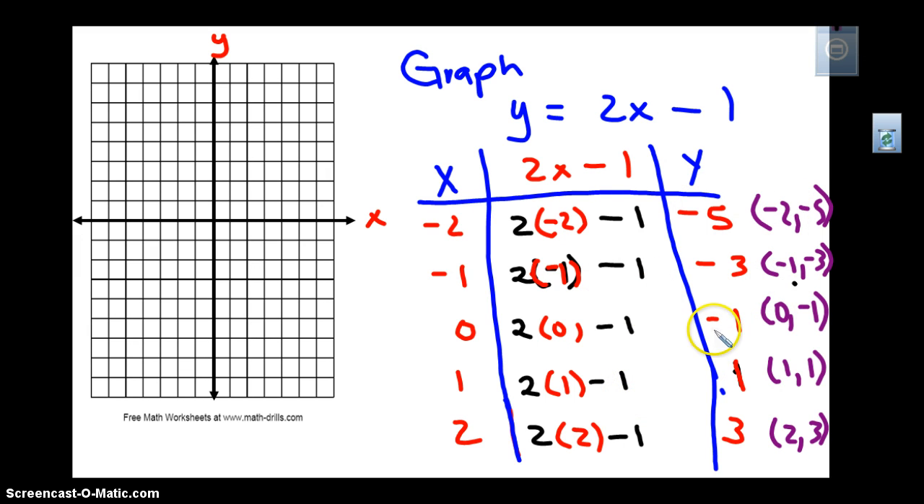What do we do next? We're going to graph our ordered pairs right here in purple ink. So let's go and graph negative 2, negative 5. Negative 1, negative 3. And we can connect our points.